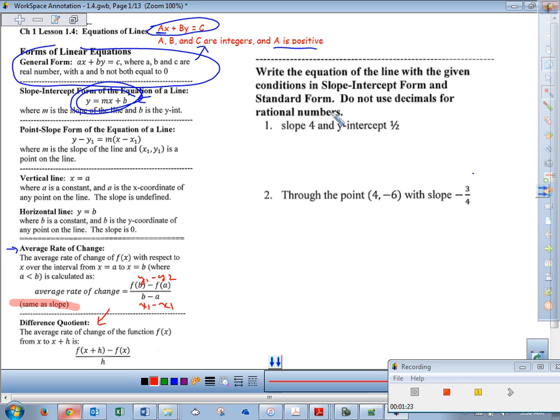So the hardest part, same thing on MyMathLab, is following the instructions. I hope you're learning to read slowly and do what they ask you to do. Write the equation of the line with the given conditions in slope-intercept form and in standard form. Do not use decimals or rational numbers. So slope-intercept form, they straight up tell you. Let's label it slope-int.